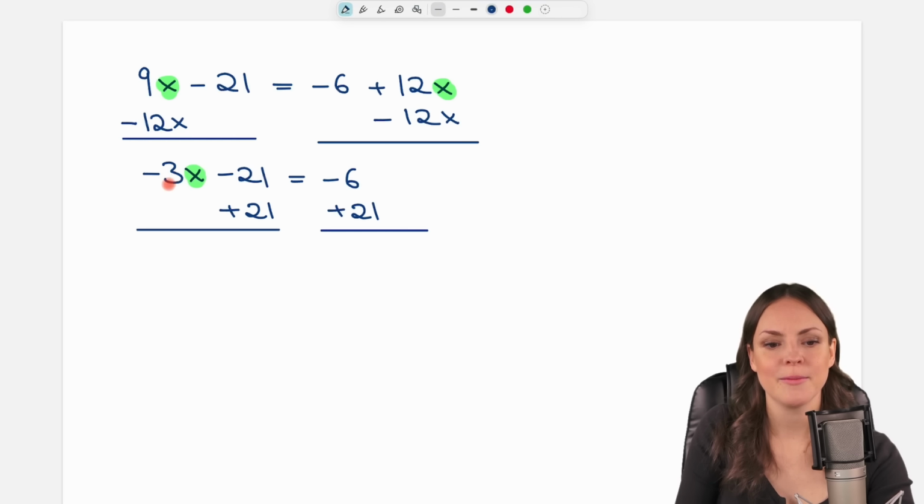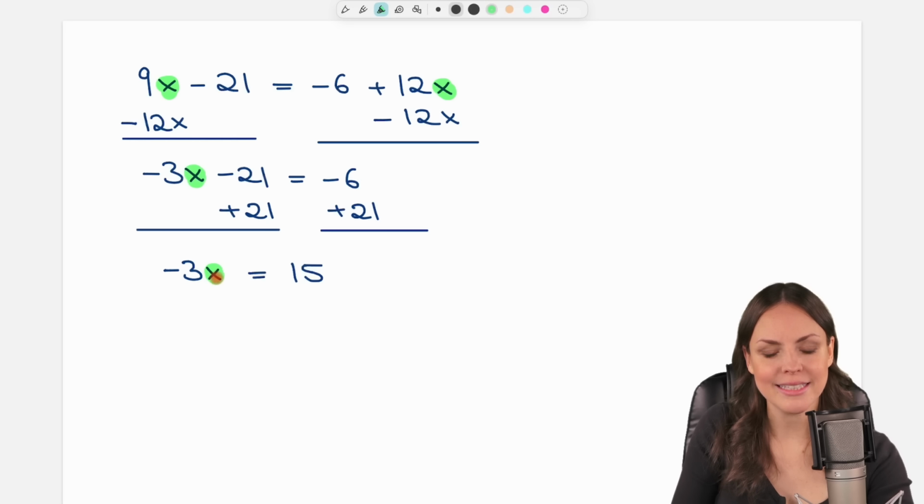What do we get then? Here we have the negative 3x, they just stay. Negative 21 plus 21 cancels out, and on the other side negative 6 plus 21, you can also switch it, so 21 minus 6 if that is easier for you, which equals 15. Okay, we check where our x is. It is here, so we know we have to get rid of the negative 3 here. How can we do that?